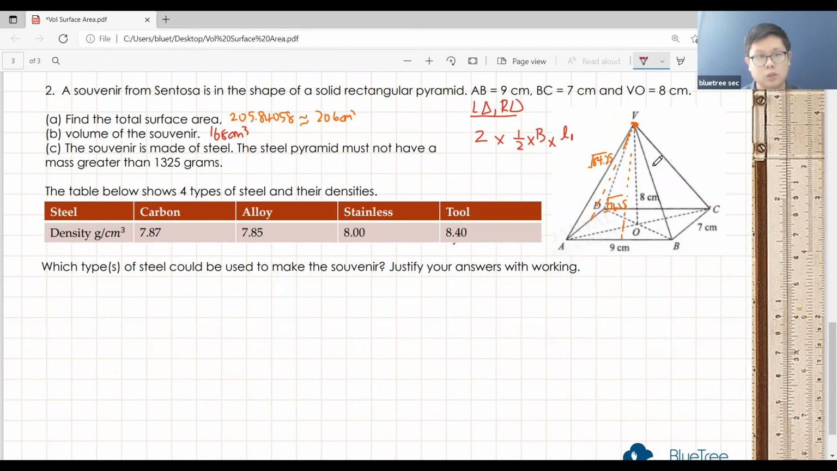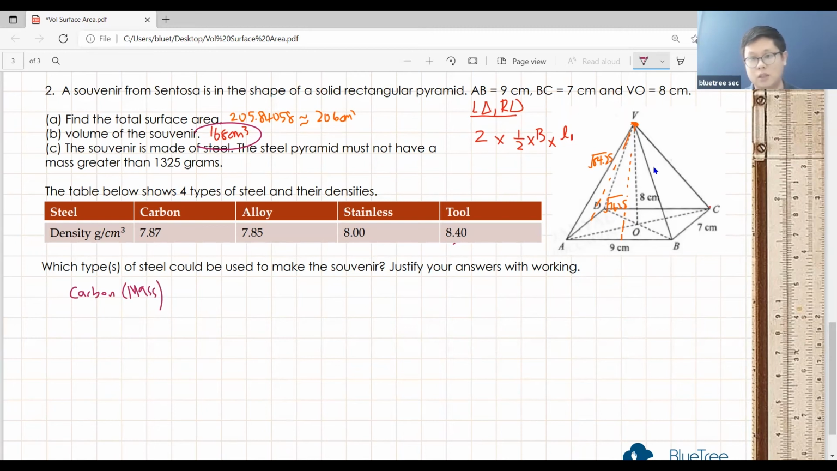Okay, so to solve this question, since the density is related to the volume, you must connect that to the mass to find out which ones are going to be less than or equal to 1325 grams. It cannot exceed that. That's the criteria. So we're going to find out which ones will be acceptable, right? And since it's related to volume, we're going to use the part B answer to continue. So basically, it's just to find the mass if you use the carbon material.